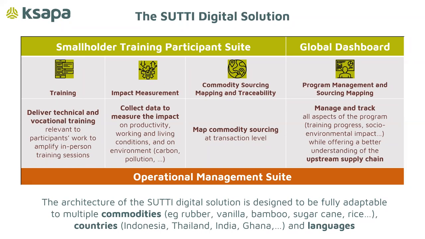An e-learning application through which they will be able to access curated technical and vocational trainings relevant to their work and life. A survey capability, which we call impact measurement, by which they will be able to provide data on a regular basis that will be used to assess the actual impact of the trainings on their productivity, their work and life conditions, and the environment. And for selected supply chain commodities, we also have a commodity sourcing mapping and traceability capability, which will be used to record the details of participants' sales transactions. For example, the crop sales between a farmer participating in our program and his local buyer or cooperative.